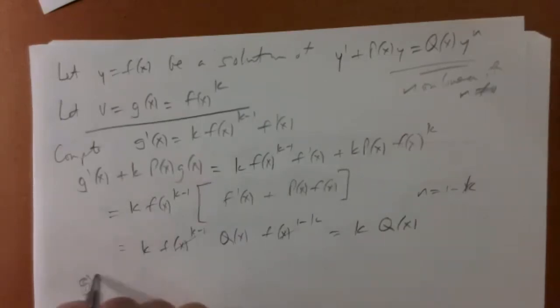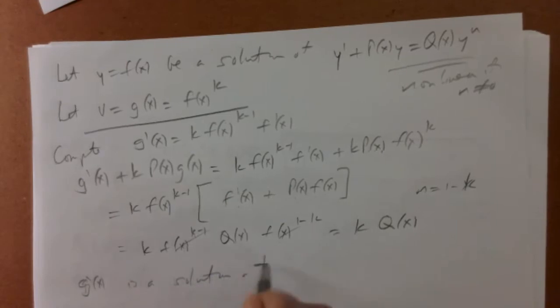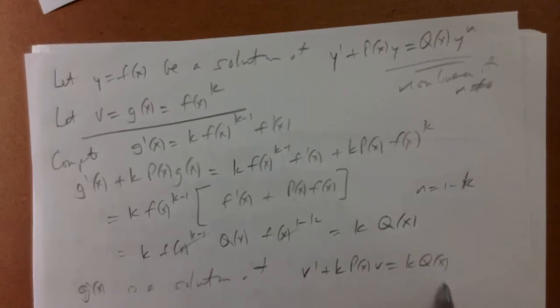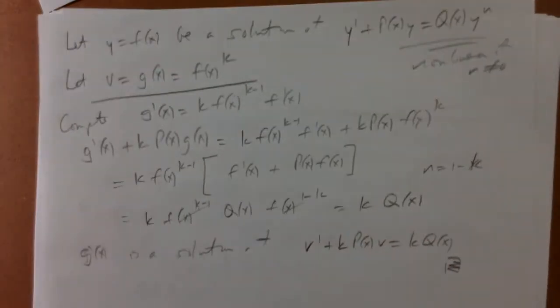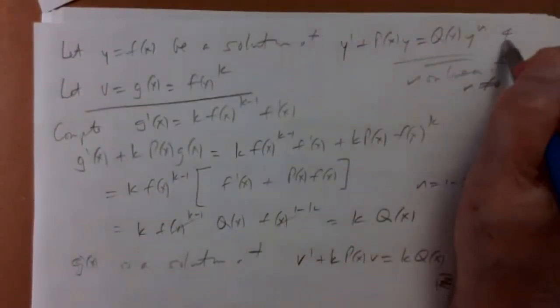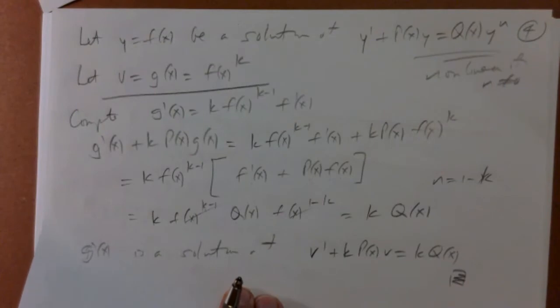So therefore, g of x is a solution of the equation v prime plus k p of x v equals k q of x. And we're done. So that, yeah, that's how you solve problem 13. You have to do a little bit of work. Are there any questions about that? Thank you, Professor. Any other questions about problems on this homework set?